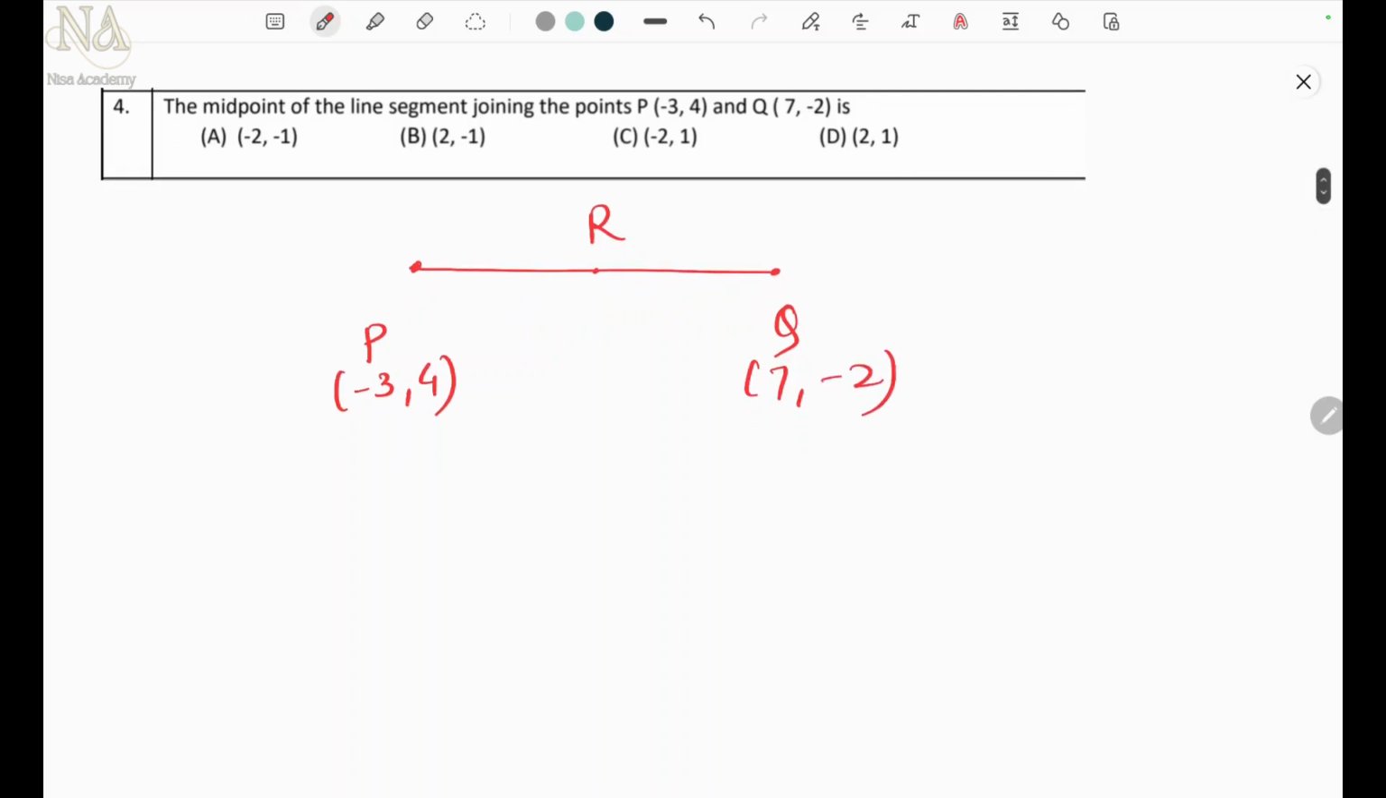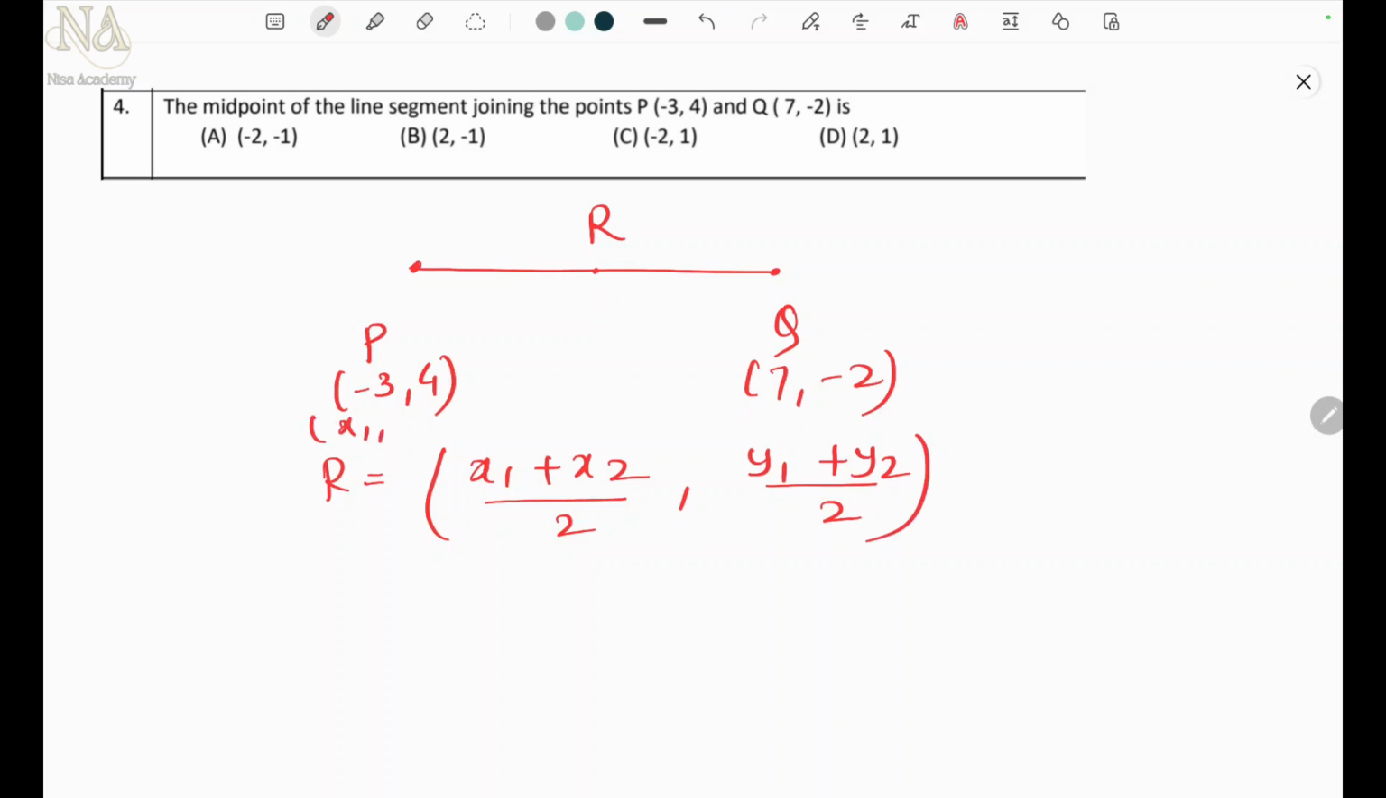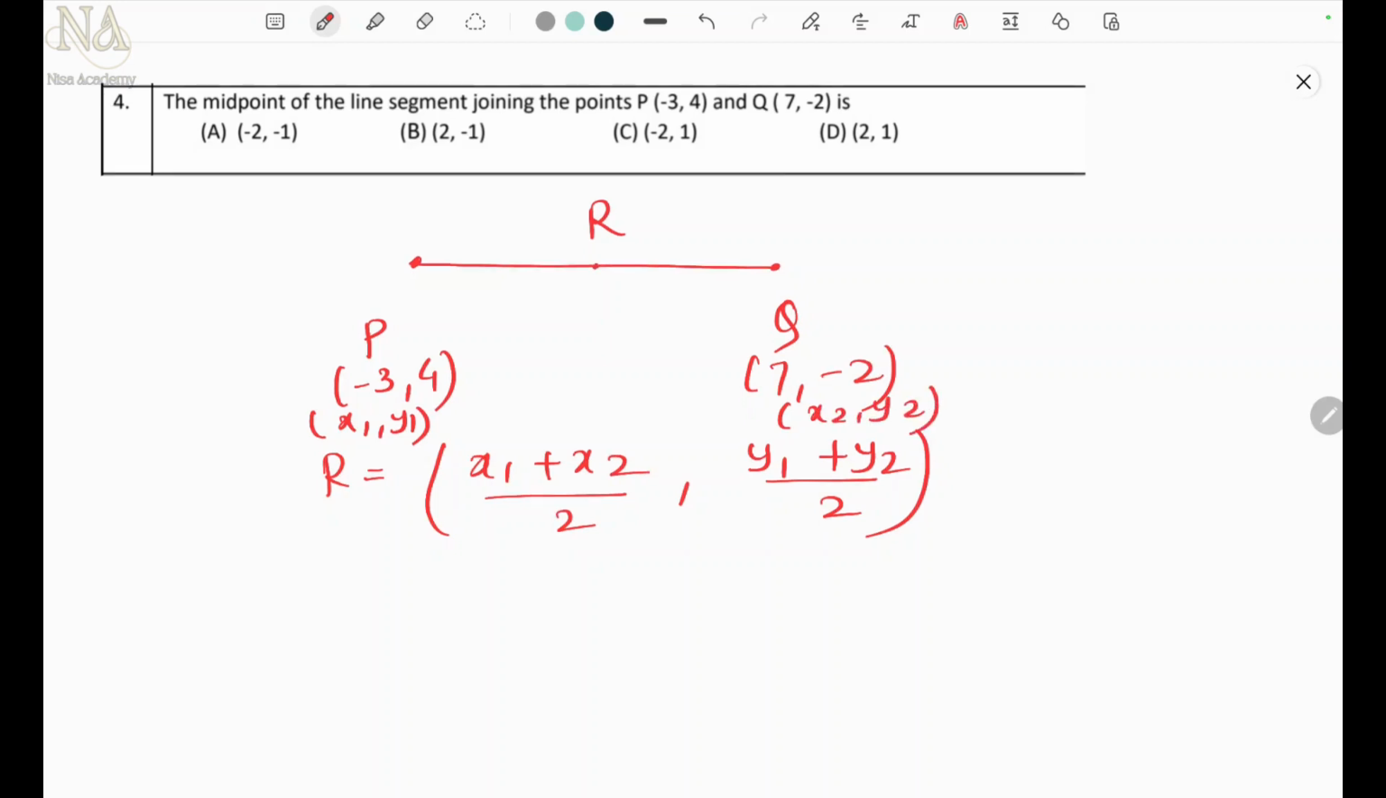This is a problem from your coordinate geometry, and we have studied the section formula and midpoint formula, right? It divides the segment exactly in a 1:1 ratio. So the midpoint formula, which we get from the section formula only, is (x1 plus x2) by 2 and (y1 plus y2) by 2, right? So I will write this as x1, y1 and this as x2, y2.